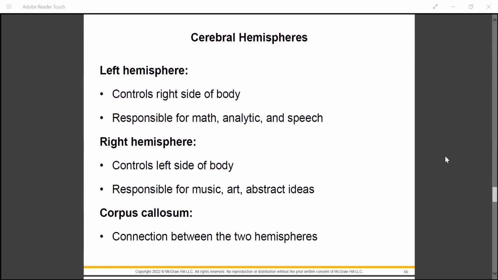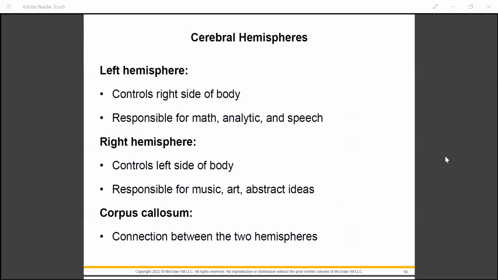So our right and left hemispheres are responsible for different aspects. You may have heard people say before that they're either right-brained or left-brained. This is what they mean by that. Our brains control the opposite half of the body. So the left hemisphere controls the right side. The right hemisphere controls the left side.